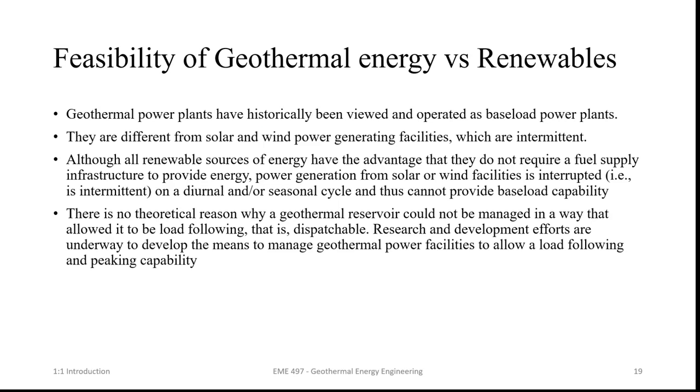And the second point is they are different from solar and wind power generating facilities, which are intermittent. Basically, solar and wind, just like what we said again, is that they produce irregularly. They don't always produce 24/7. They don't always produce at the same capacity, so that's another problem. And although all renewable sources of energy have the advantage that they don't require a fuel supply infrastructure to provide energy, power generation from solar and wind is intermittent. So basically, that stacks up to the first point.